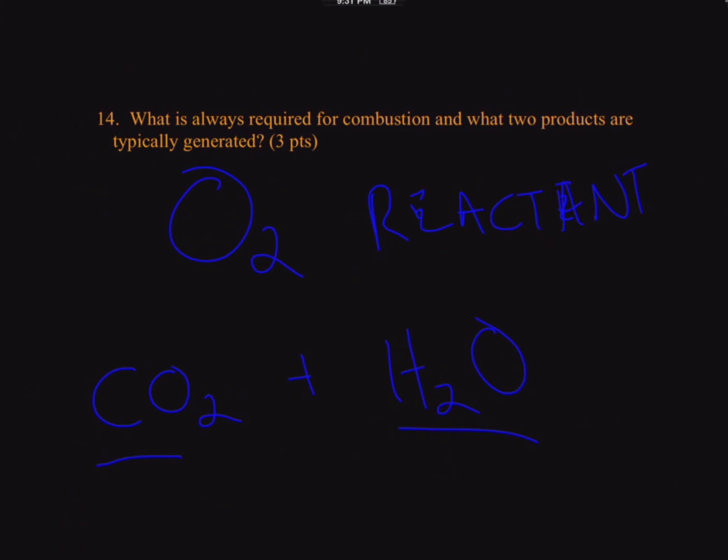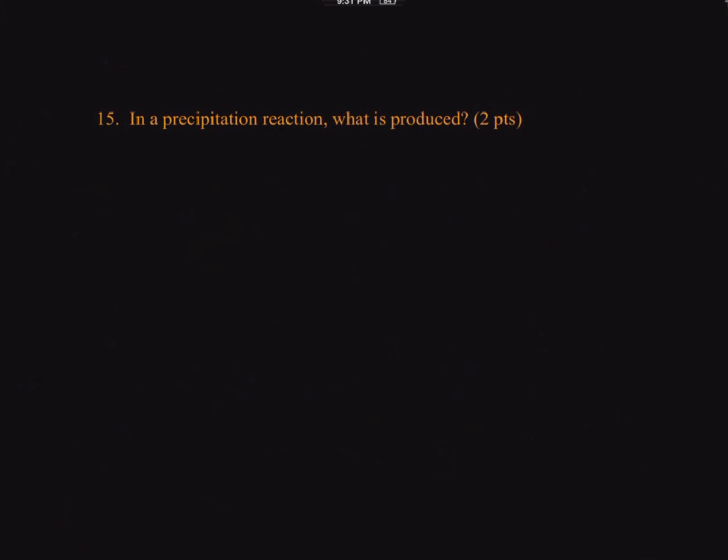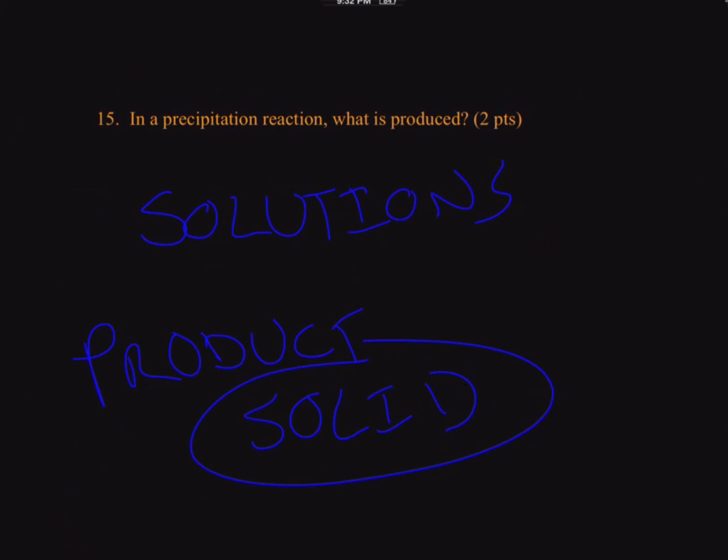What is produced in a precipitation reaction? A precipitation reaction involves solutions as reactants, so dissolved ions, and the product is a solid. That's the precipitation reaction. There are other double replacement reactions with different types of products, but what we're talking about here with a precipitation reaction is a solid being produced.